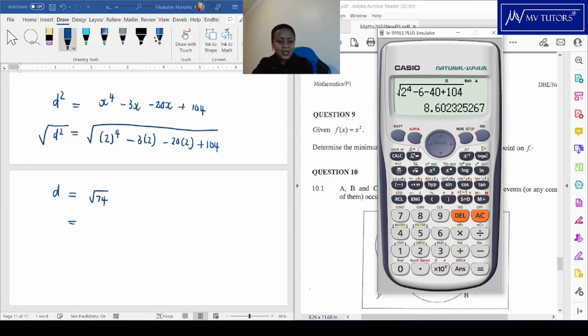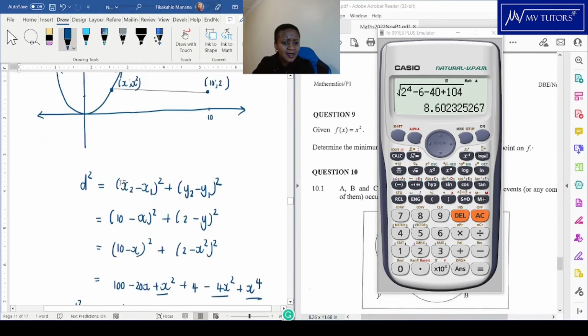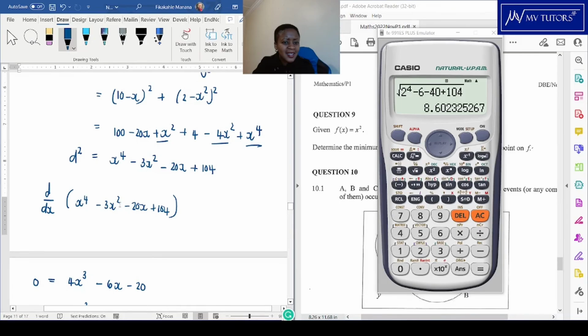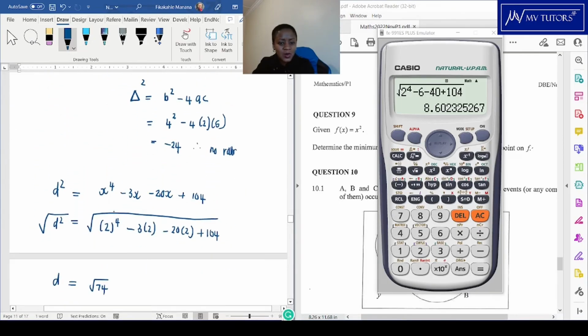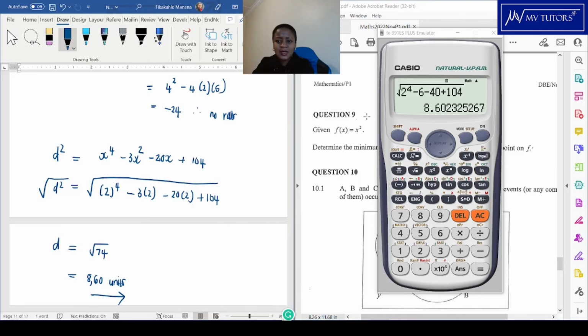Oh, I did. So 8,6 0 units. Okay, did I do it correctly? Yes. Wait. Something doesn't look right here. 3x squared. What happened to the 2? 3x squared minus 20x plus 104. Okay, let's go back.